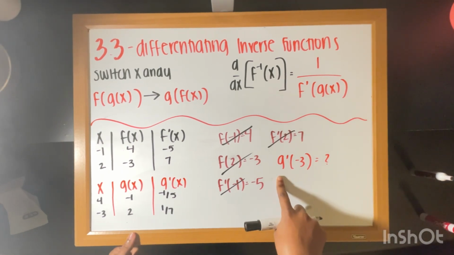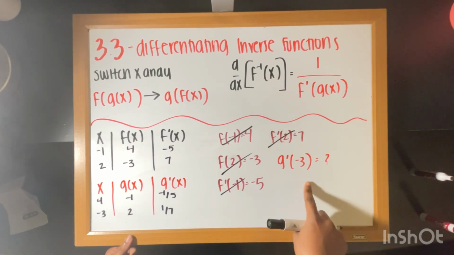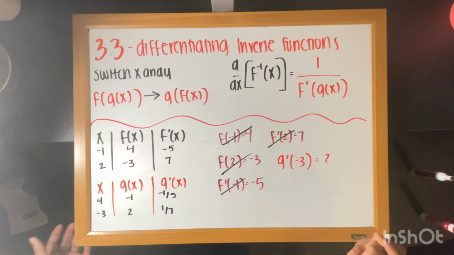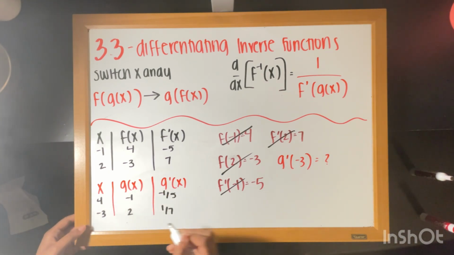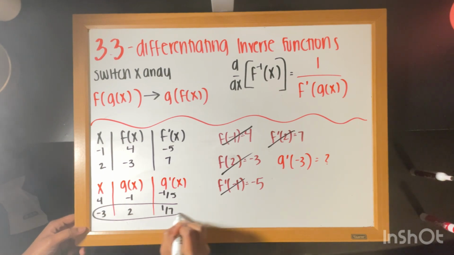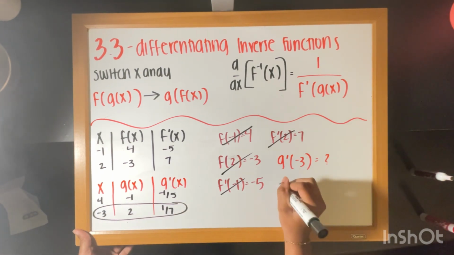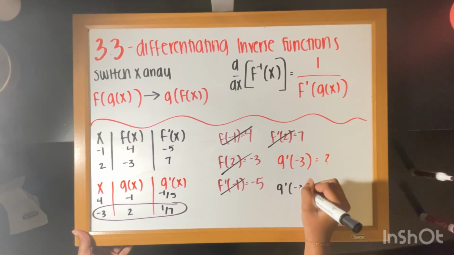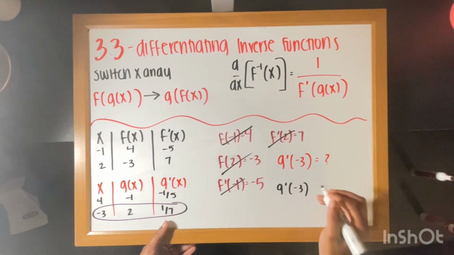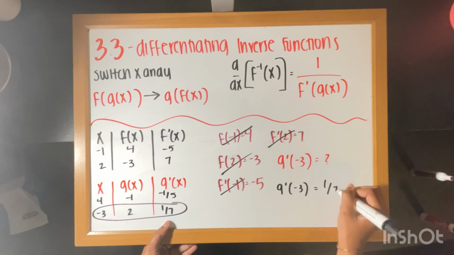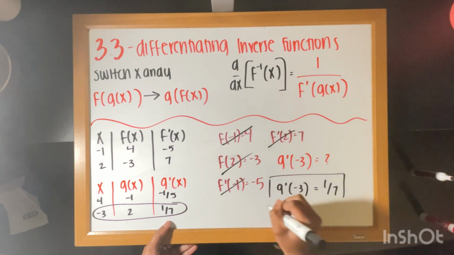So I'm looking for when x is -3, what is g prime? So looking when x is -3, I'm looking over here. So when x is -3, g prime would equal 1 over 7. And that would be my answer.